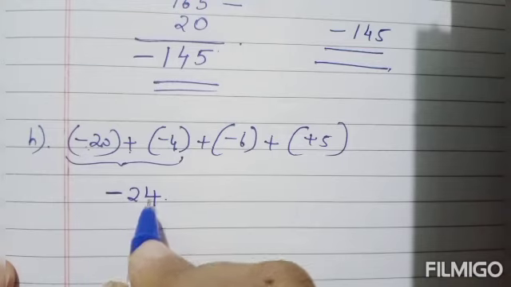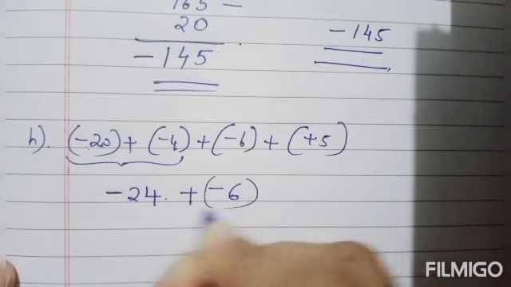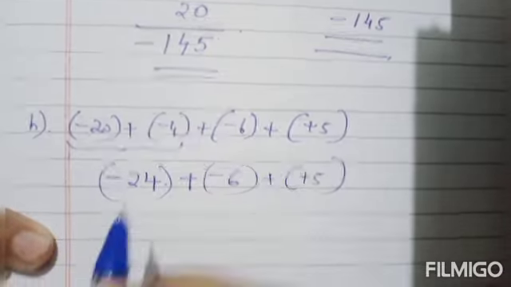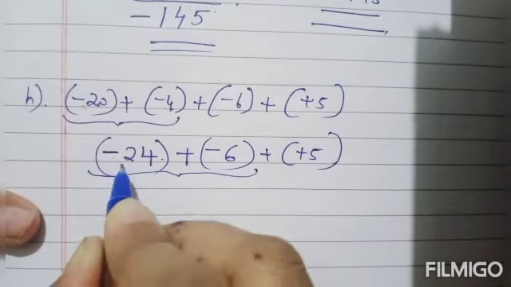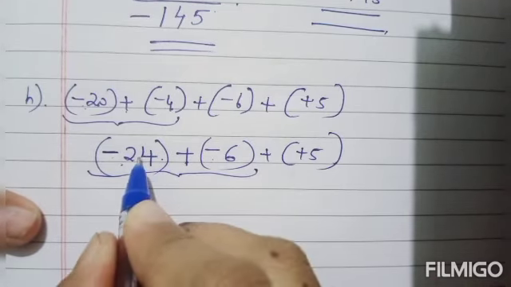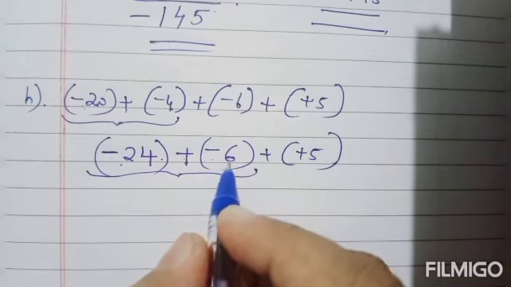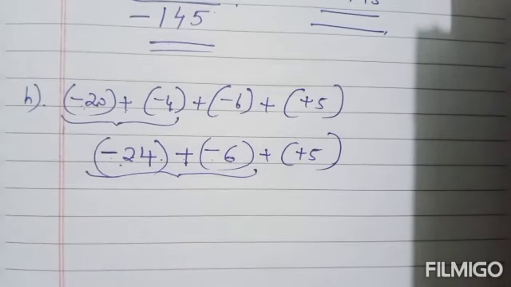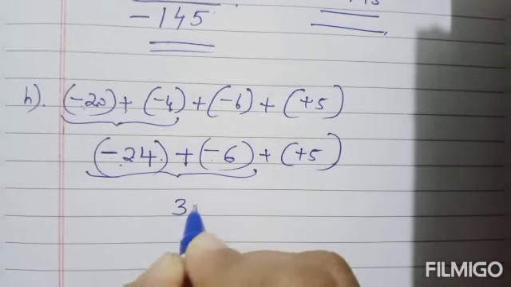Okay, minus 24. Now plus minus 6 plus minus 5. Now next we can add these two. Minus 24 plus minus 6. Addition of two negative integers. So what to do? First add the numbers. 24 plus 6 you can add. So 24 plus 6 you will get 30.